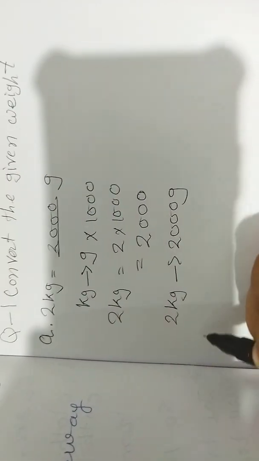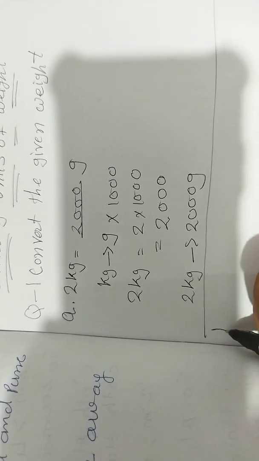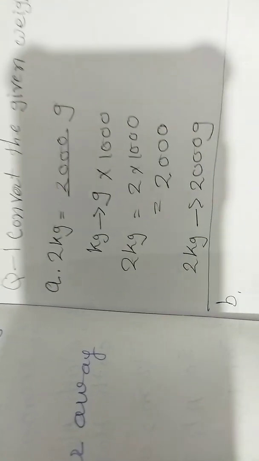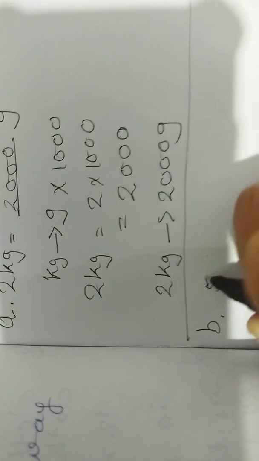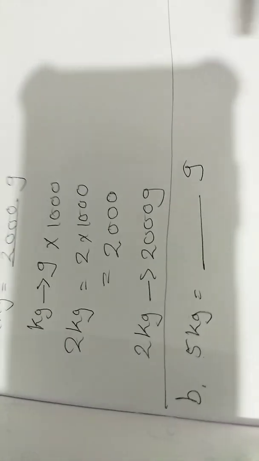Okay students, I hope your work is complete. Now we'll start the next sum. B sum. In that, the question is 5 kg is equal to dash grams.